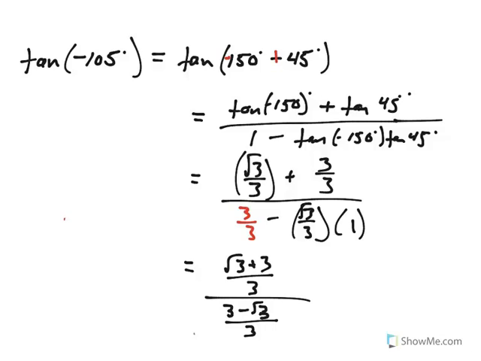So I'm going to multiply the top and the bottom of my fraction by 3. 3 divided by 3 is 1. 3 divided by 3 is 1. So then I'm going to have square root of 3 plus 3 over 3 minus the square root of 3.